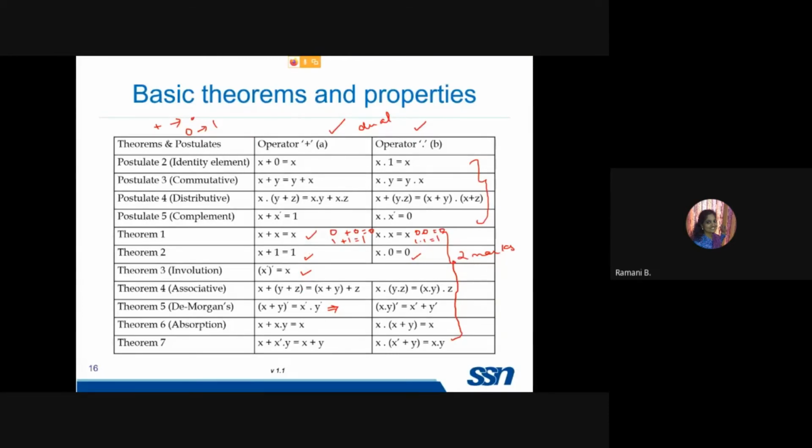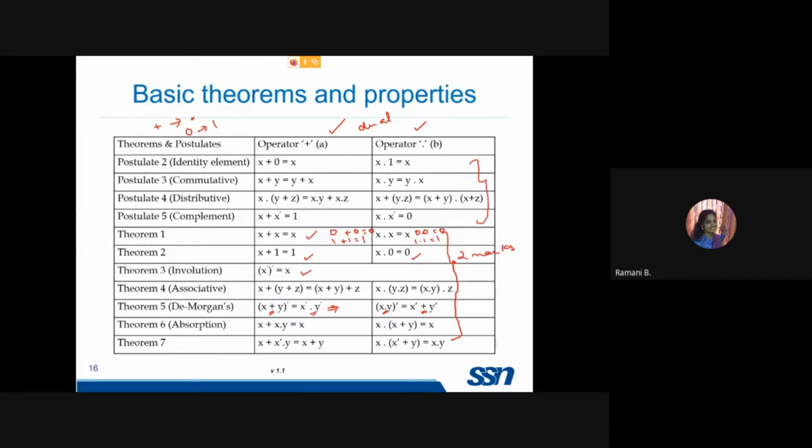Let me take this particular thing first. With theorem 2, we have x plus 1 is equal to 1. Interchanging the 1 with 0 and plus with dot, we have x dot 0 equal to 0. This is applicable to the other expressions also. But here we are not going to interchange the variables, only the plus and dot will be changed. With respect to De Morgan's theorem, we have x plus y the whole bar is equal to x bar dot y bar. Here, just the corresponding operators are changed. That we call the dual. So first, let us see a theorem proof for x plus 1 is equal to 1.